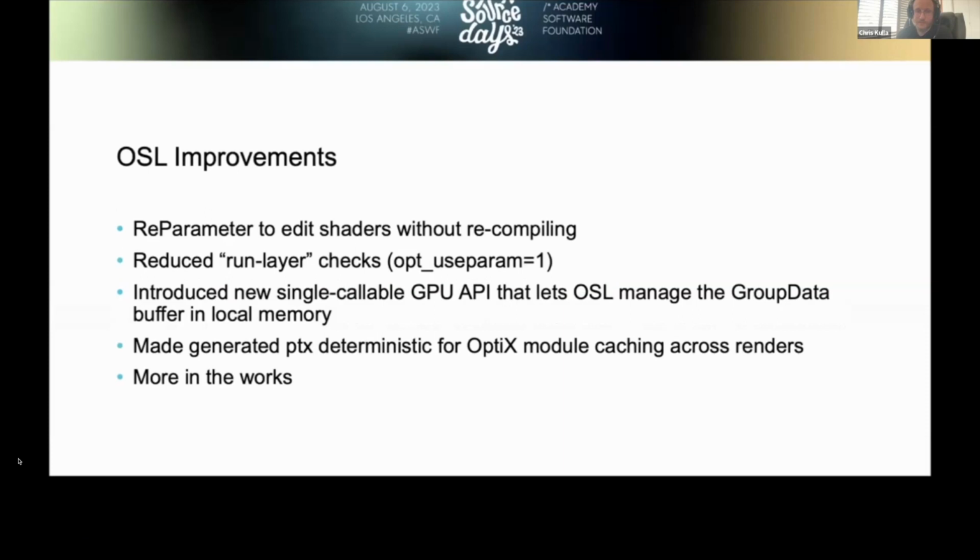We added a new GPU API where OSL owns the group data buffer instead of the renderer, which is simpler and lets optics calculate tighter stack bounds. It also removes the need for separate init and entry optics callables. And finally, we've plugged a bunch of holes where PTX was being generated non-deterministically. So now re-renders will always hit the optics cache instead of having random module recompilation.